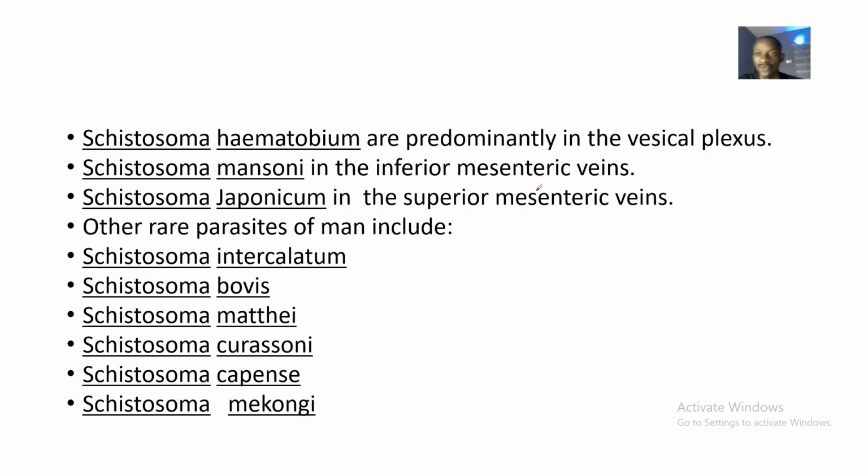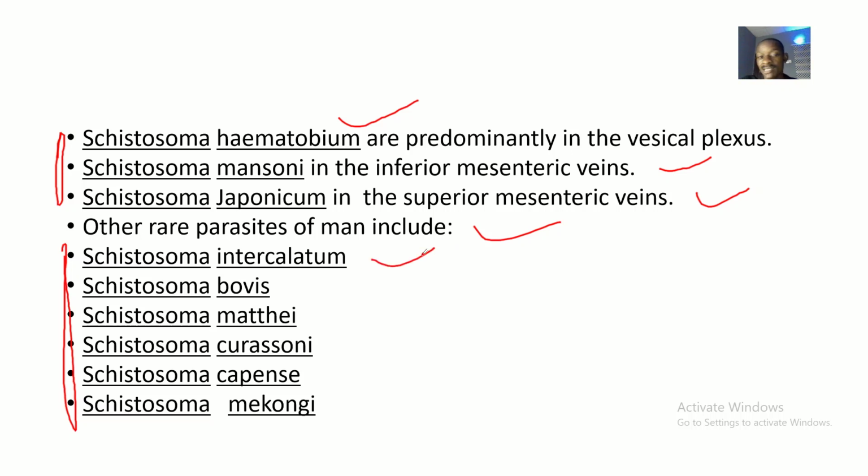So we're looking at the important species of schistosomes. These three are the ones that are important to this disease condition. These other ones are very rare. The first one we have is Schistosoma hematobium, predominantly in the vesical plexus. We have Schistosoma mansoni, predominantly in the inferior mesenteric veins. We have Schistosoma japonicum, which is in the superior mesenteric veins.